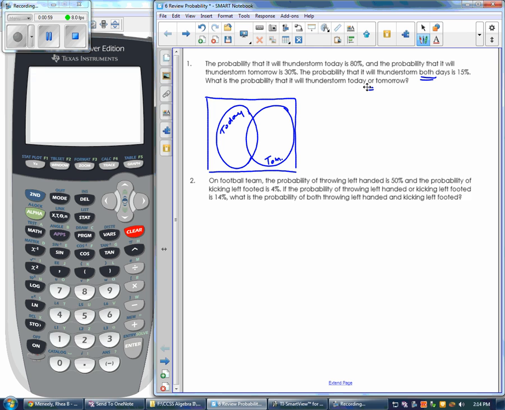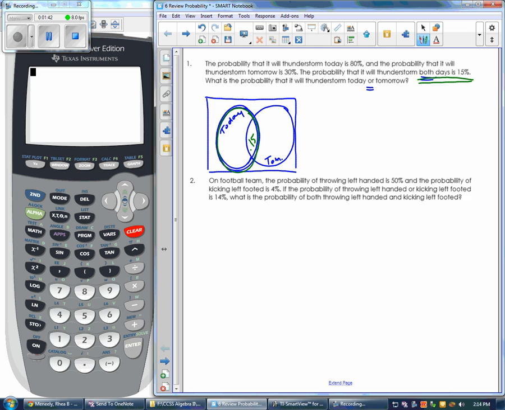The thing you have to pay attention to with the Venn diagram is that the probability that it'll thunderstorm today is going to encompass this whole entire circle. And the place where they overlap is where it thunderstorms today and tomorrow. You have to be careful to subtract away the overlap from each of the individual probabilities. So for example, I know that the probability that it'll thunderstorm today is 80%, so this whole circle has to add up to 80%. But I don't want to put in the 80% quite yet because I know that it's going to thunderstorm on both days 15% of the time. So I want to plug in my overlap first.